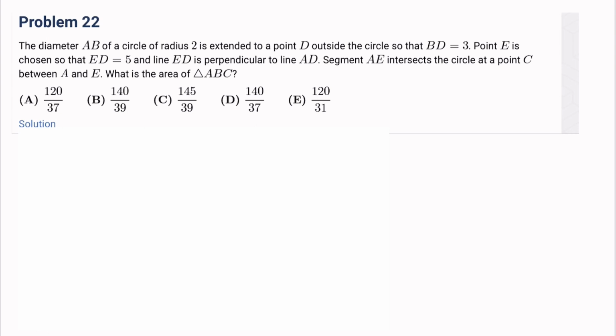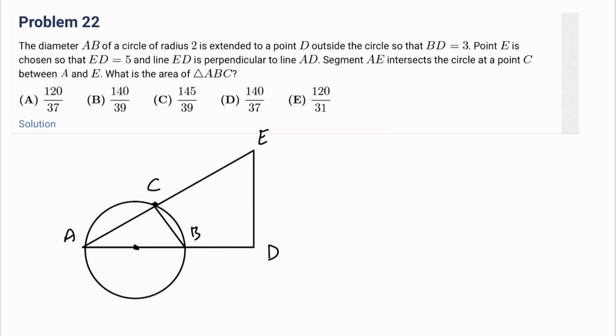The diameter AB of a circle of radius 2 is extended to a point D outside the circle so that BD equals 3. Point E is chosen so that ED equals 5, and line ED is perpendicular to line AD. Segment AE intersects the circle at point C between A and E. What is the area of triangle ABC? Okay, so this will be our diagram here.